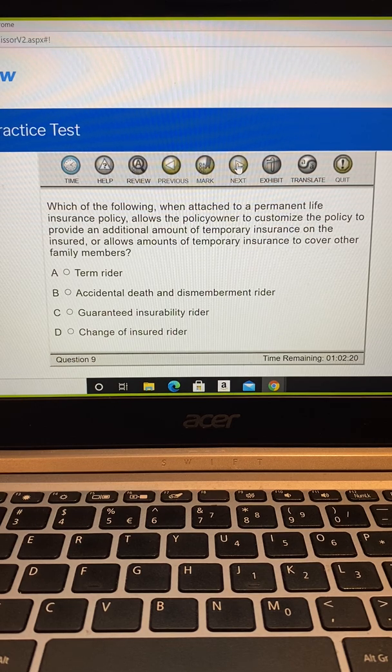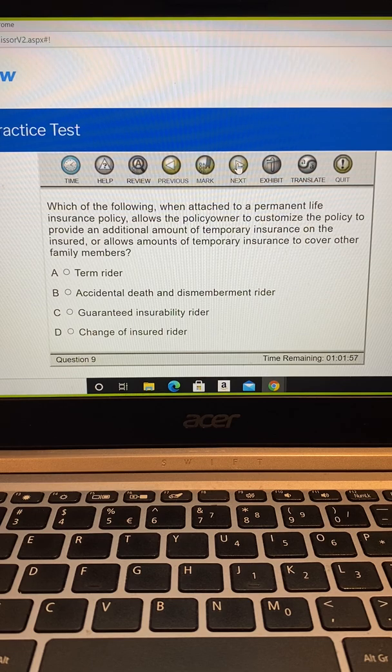You can write that on a flashcard. Term on one side, temporary on the other. Whole life is permanent. If the question says whole life, the answer is going to be permanent. If the question asks about permanent insurance, the answer is going to be whole life. The same thing with universal. Universal and flexible are the same thing. If the question says universal, the answer is flexible, and vice versa.